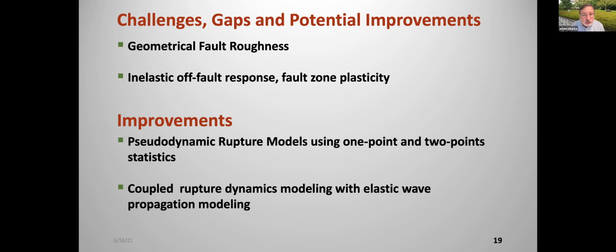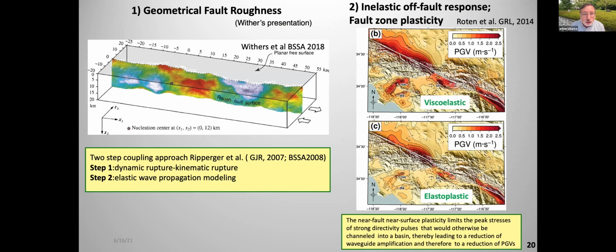So the first one is in rupture dynamics. When we go to this high frequency, we need to consider the fault roughness. The faults are not always planar. And I think Kyle Willers is going to talk about it. What we came up with is a two-step coupling approach that was proposed by Ripperger. We couple the dynamic rupture with elastic wave propagation, which allows you to propagate waves away from the fault. That also allows you to use different parameterizations in terms of elastic or inelastic properties of the structure around the fault.